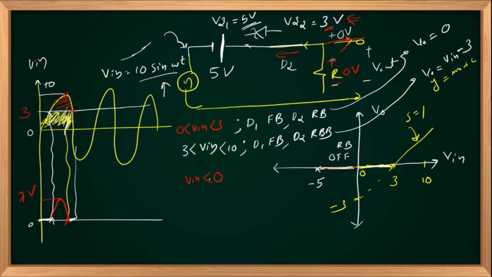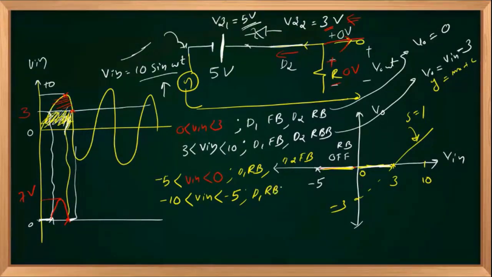So if Vin is less than 0 and greater than minus 5, your D1 is reverse biased, no change for D2, it is in forward biased mode. And we got output as 0. If Vin is less than minus 5 and greater than minus 10, the status of D1 will become reverse breakdown mode.